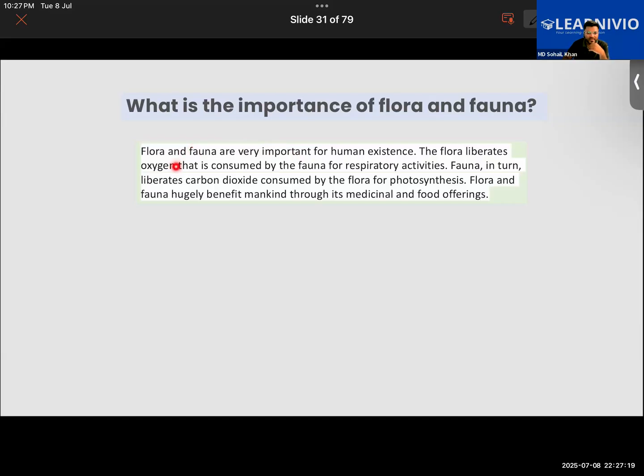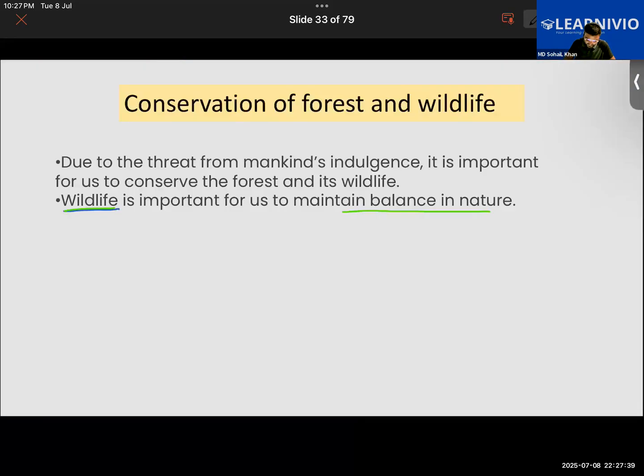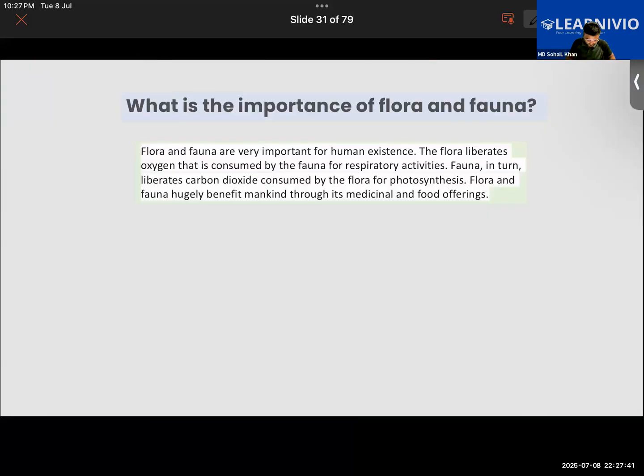Okay. And then that oxygen given out by the plants is consumed by the animals for respiratory activities. Now, fauna refers to animals. And the fauna, in turn, releases carbon dioxide gas into the air, and that carbon dioxide gas is consumed by the plants for photosynthesis. Getting it or not? Let me show it with the help of a diagram again.